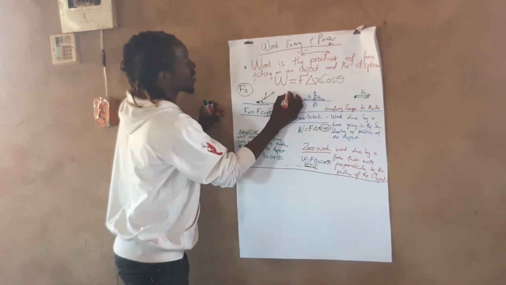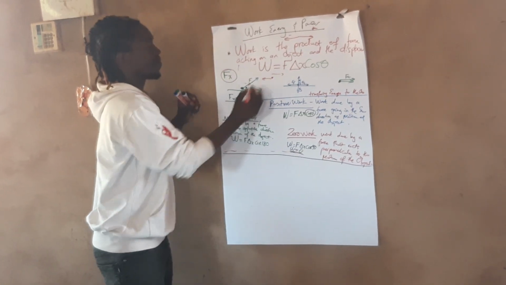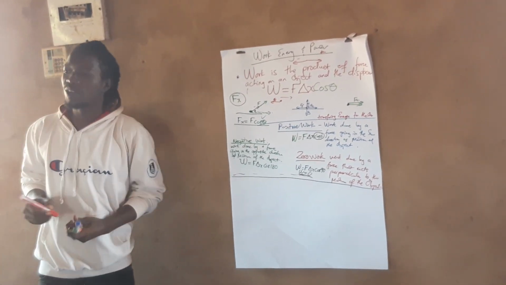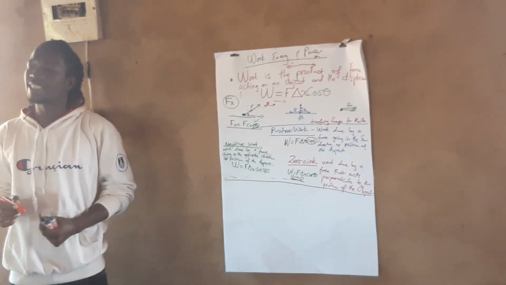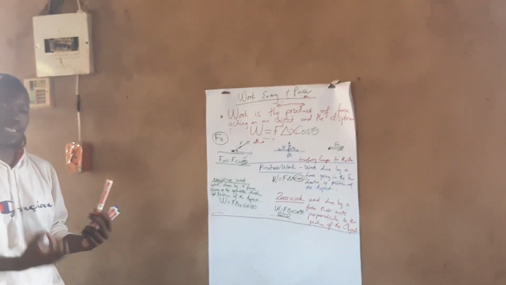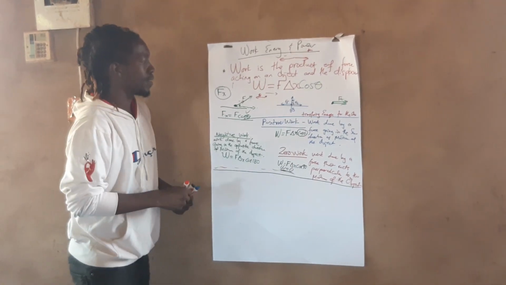What about if it is negative work? Maybe we're having our object there, it is going that direction, and this force is acting there, like frictional force. Is it positive work or negative work? Negative work, right? So if it is negative work, what does it mean? It means that the energy is subtracted. It is removing energy from the object, right?